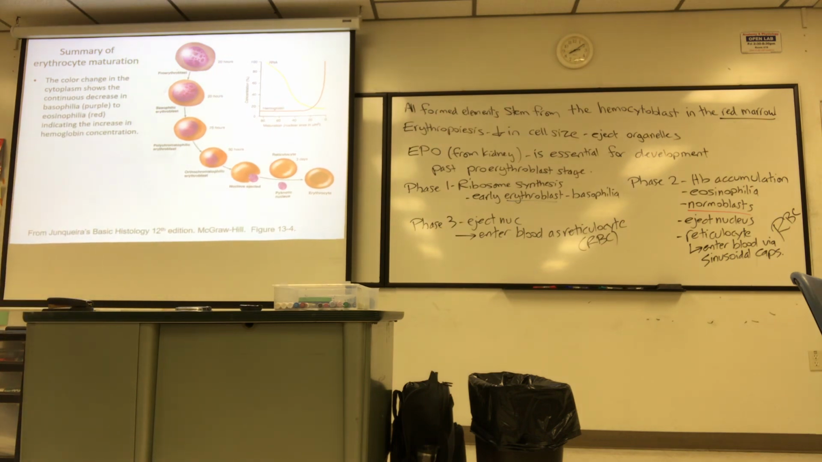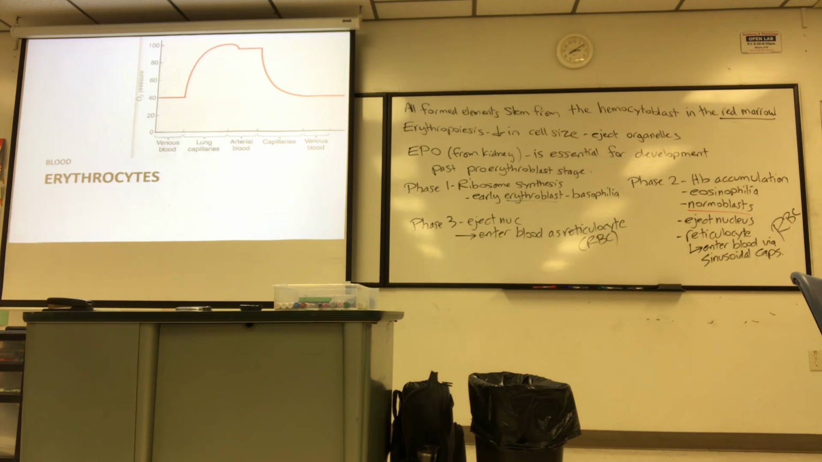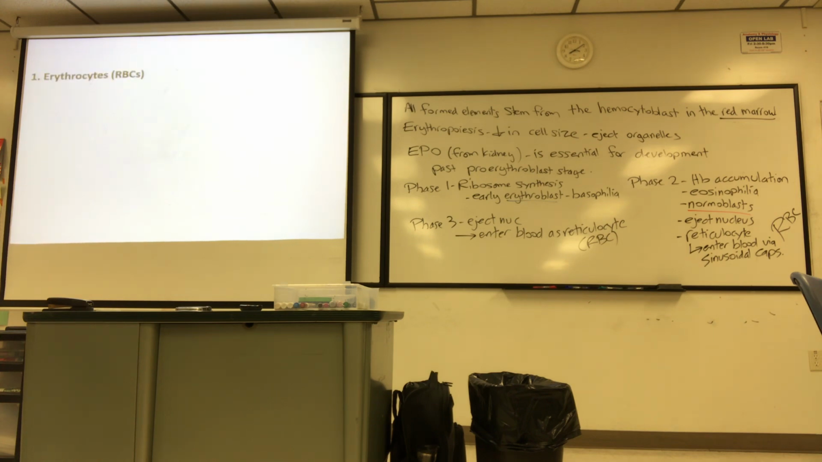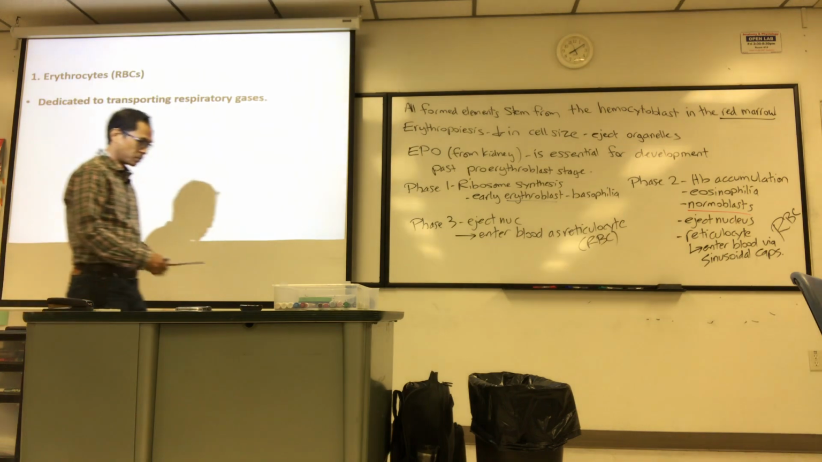So the erythrocytes, when they enter the bloodstream, their job is to transport O2. Here are some properties of the erythrocytes, the RBCs. They're dedicated to transporting the respiratory gases.